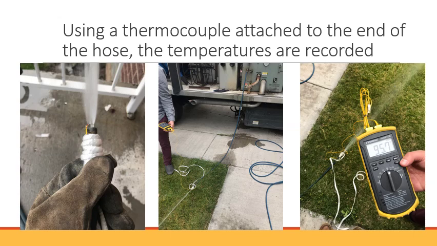The method of measuring the water temperature is very simple. A thermocouple is fastened to the end of a shorter hose so that the exiting water contacts the thermocouple just as it leaves the hose, as shown on the left. In the center, the short hose is attached directly to the truck-mounted engine.